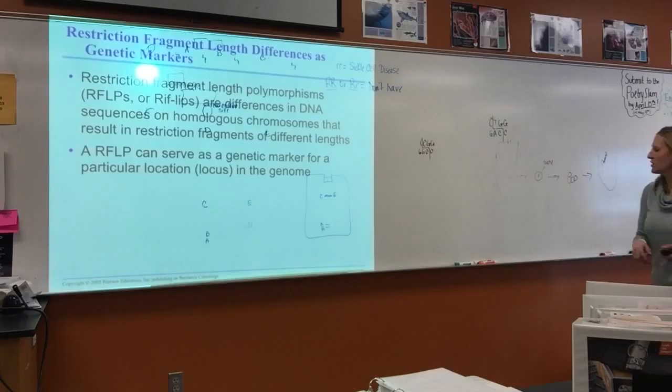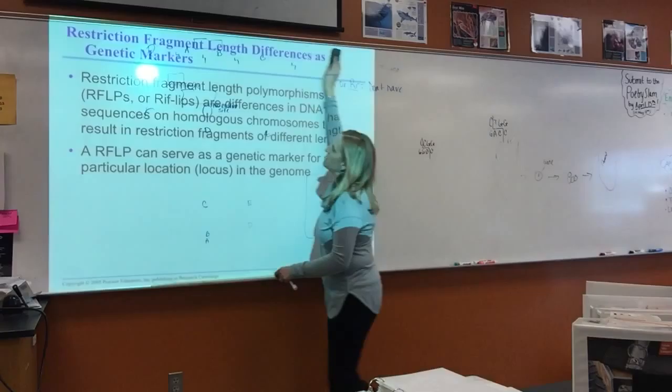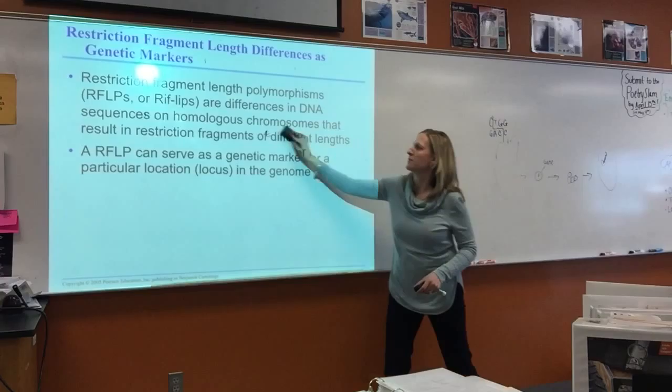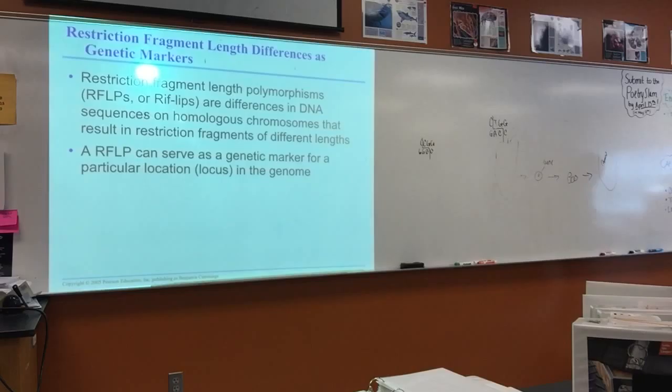So they call these fragments RFLPs, restriction fragment length polymorphisms. These are differences that people have in their sequences of DNA, and therefore make fragments of different lengths. And it's due to those differences that we have that allows the DNA to separate differently in our gel electrophoresis. All right. Did I go too fast?